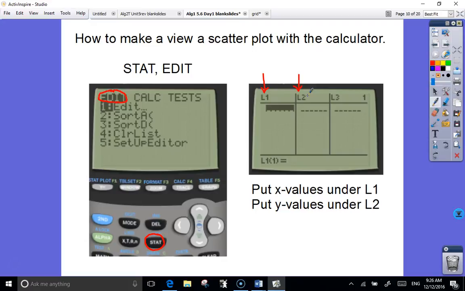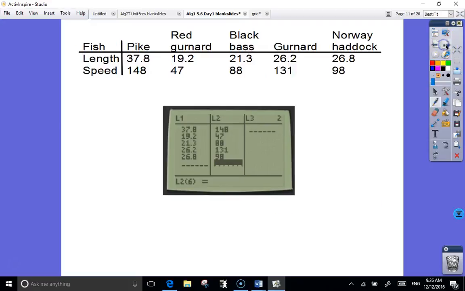Okay, the L stands for list. So usually if you get data, you're going to put the X values under L1 and the Y values under L2. That's how it works. So stat edit, and I think I got some data. So let's do the same thing now with this fish data. There's the data on the screen. The length values go under L1 and the speed values go under L2. So it should look just like my screen up there. Every time you enter a value, you hit enter and it goes down. And then on the last one, when you put in the 26.8, you right arrow to go into the L2 column.